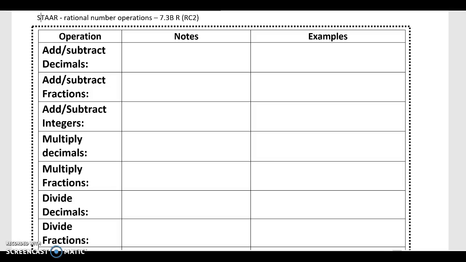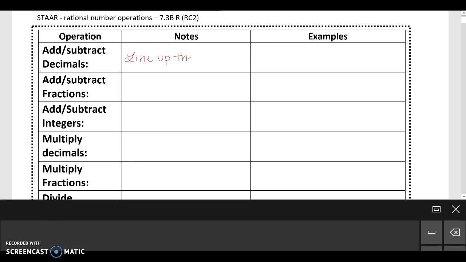Today we're going to work on our review of rational numbers. So we've broken it down into adding and subtracting integers, decimals, and fractions, and then multiplying and dividing all of those as well. So we're going to start with adding and subtracting decimals. When you add and subtract decimals, you need to line up the decimals.